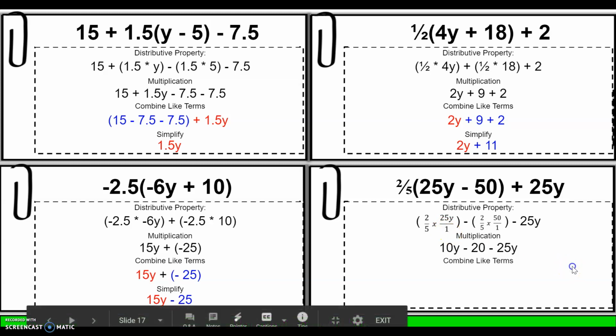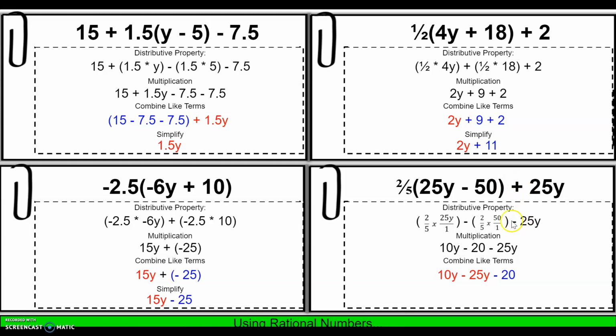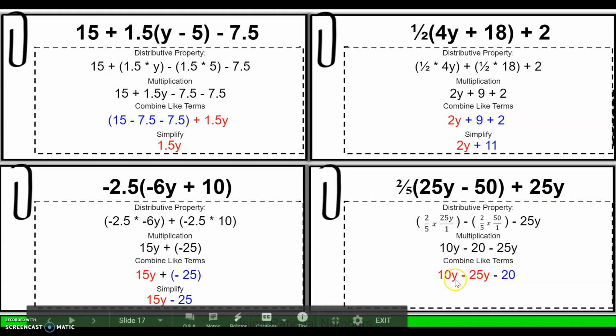Then we're going to combine our like terms. Again, this is incorrect. It should be 10y plus 25y. Because remember, right here, I accidentally changed it to a minus instead of leaving it as a positive. So yours will be a positive. Please make sure you make that change. And then I'm going to simplify, which is negative 15y minus 20. That's incorrect. It should be positive 35y minus 20. So please make sure you make those changes.